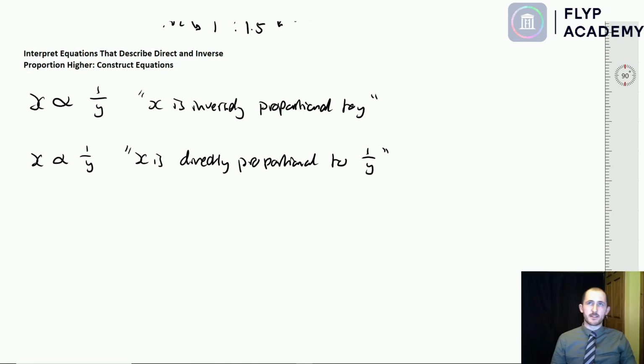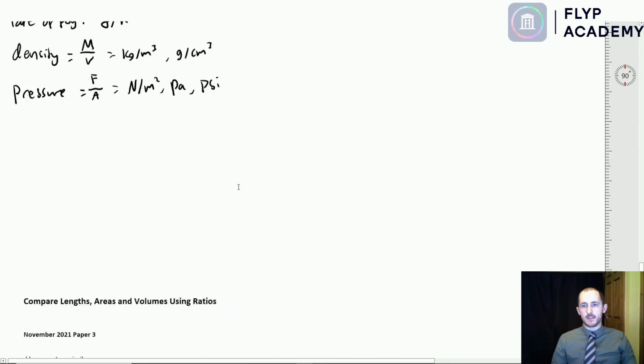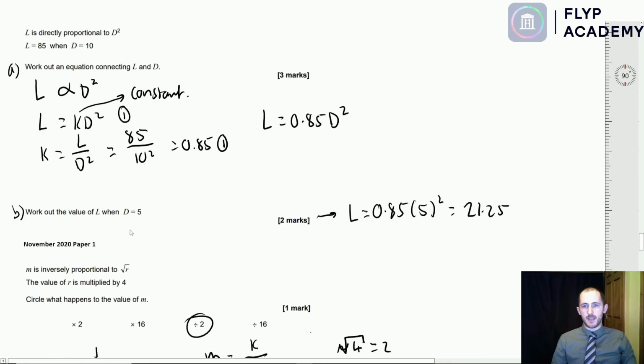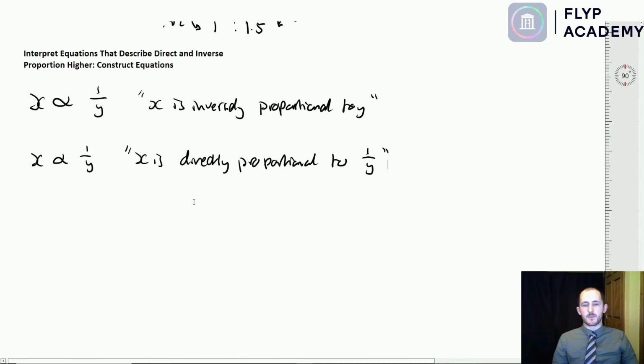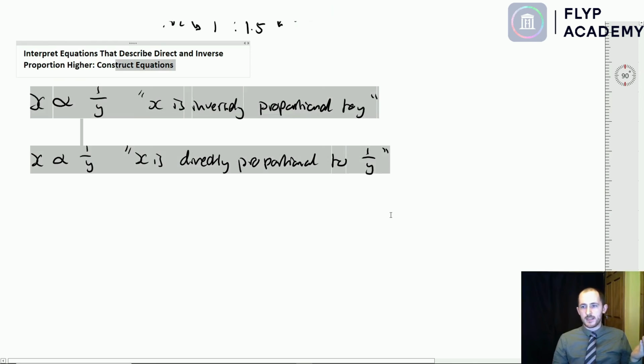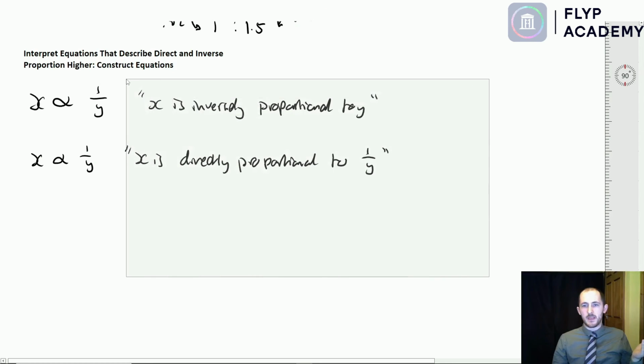So if they tell you x is directly proportional to this, then you need to do what we did in the previous part up here and create an equation. Sometimes they may have a multiple choice question, say which two are equivalent. These two statements here would be equivalent.